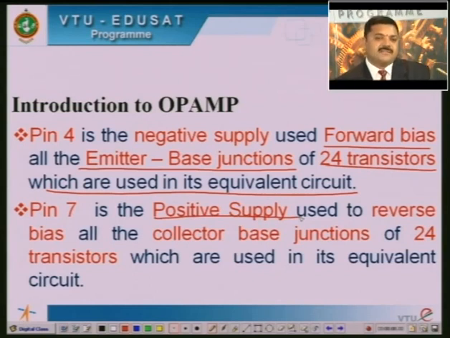To reverse bias the collector base junctions of all 24 transistors, we use the positive supply. So, the negative supply is used to forward bias emitter base junctions of all 24 transistors. The positive supply is used to reverse bias all collector base junctions of the 24 transistors in the equivalent circuit. This way we take care of the transistors to be operated in the active region. All 24 transistors can be operated in the active region by using pin number 4 and pin number 7, that is, the negative supply and the positive supply.